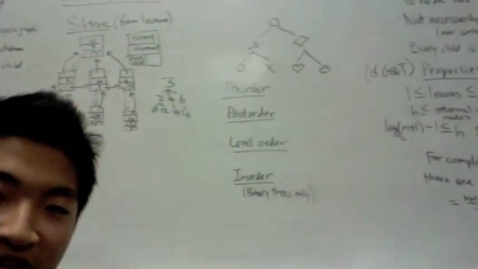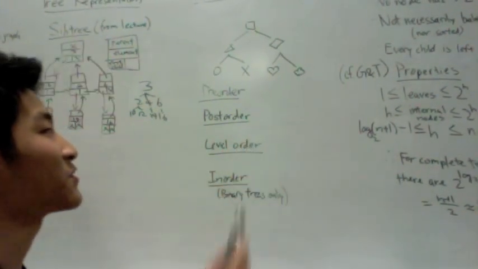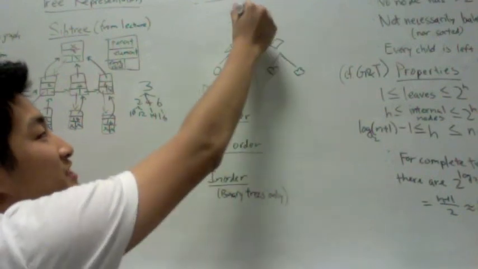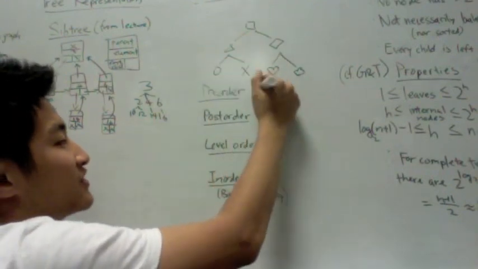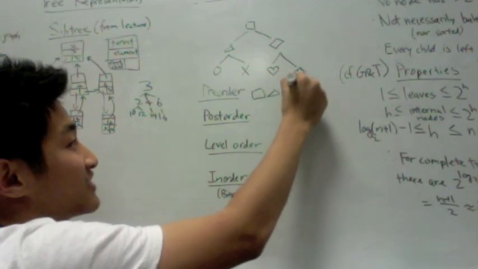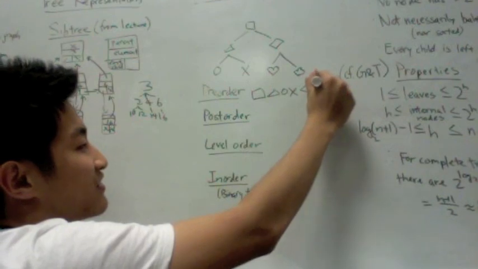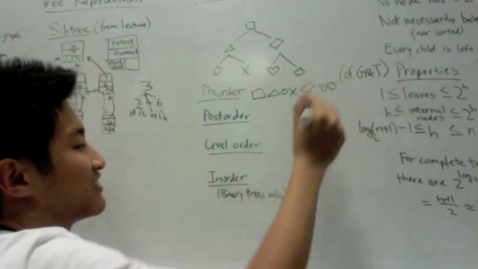Next, I'll talk briefly about tree traversals. There are 4 of them. The first one is pre-order traversal, where you visit each node before the children. So we visit the square, then the triangle, circle, X. Then we go back to the second child. Here, diamond, heart, and club.